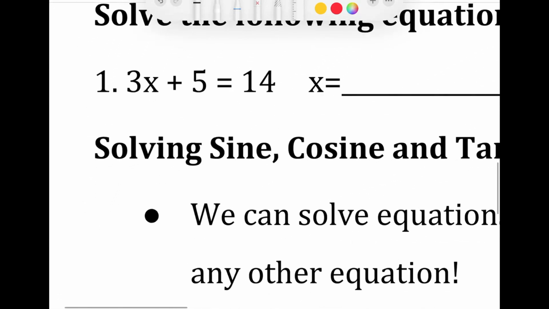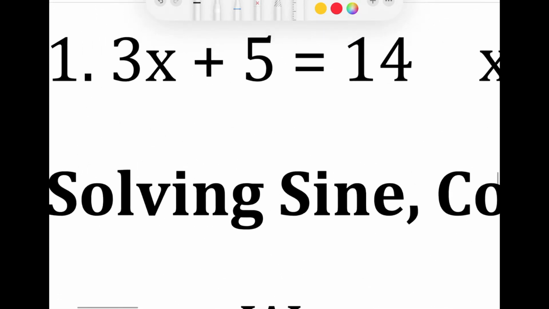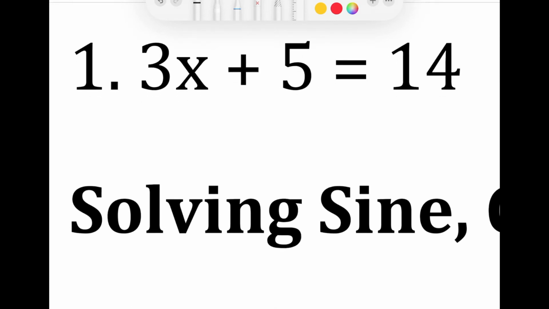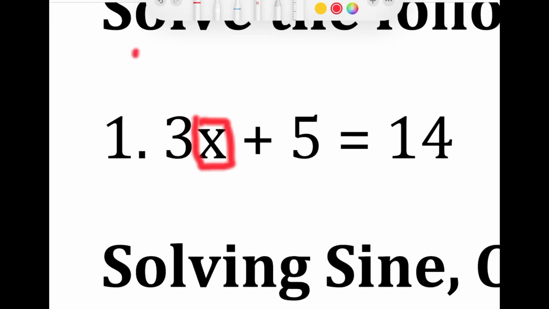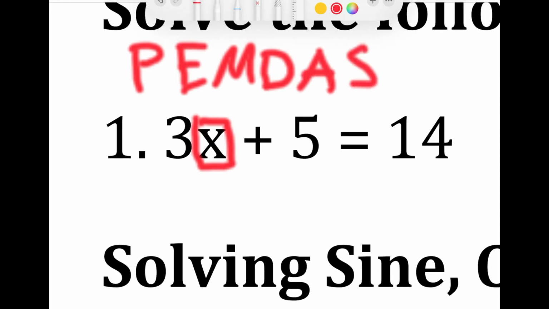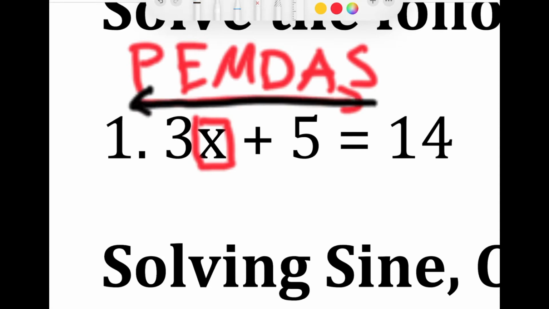So for example, we have these equations, and I'm going to write this kind of small so I can fit it underneath. For number 1, our goal is to get x by itself. So we're going to do the opposite of PEMDAS. So instead of going forward, or going left to right, we're actually going to be going right to left. So if there's any addition or subtraction on the side of the equal sign with the variable, we've got to undo it first. So we're going to subtract 5 from both sides.